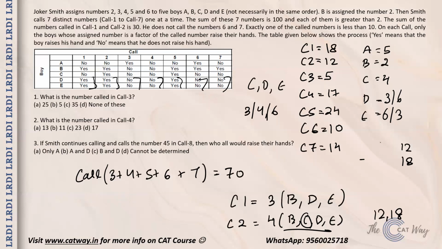So let's move towards the questions. The first is, what is the number called in call 3? Call 3 is 5. Option number B will be the right answer. What is the number called in call 4? Call 4 is 17. Option number D will be the right answer.